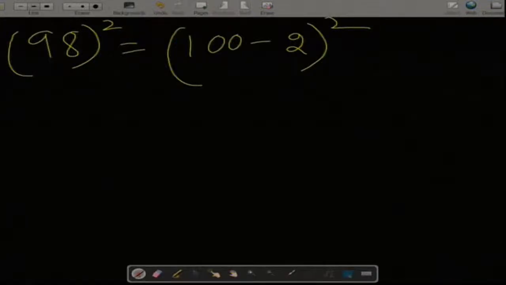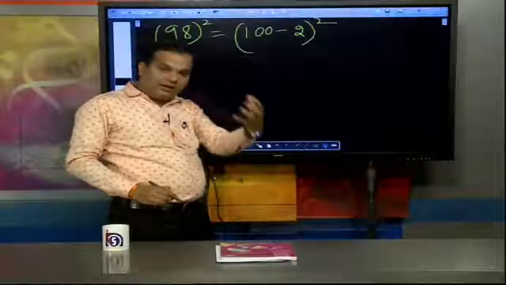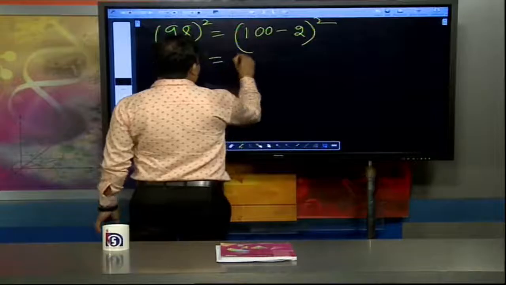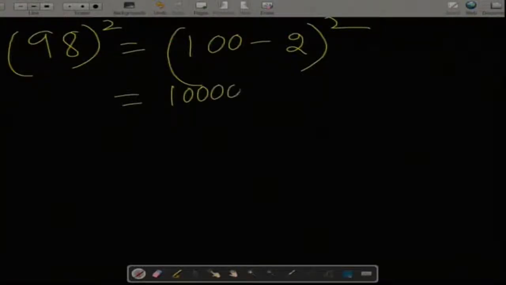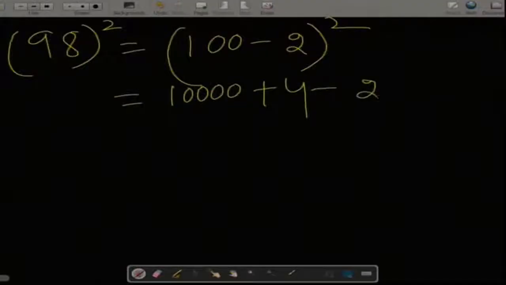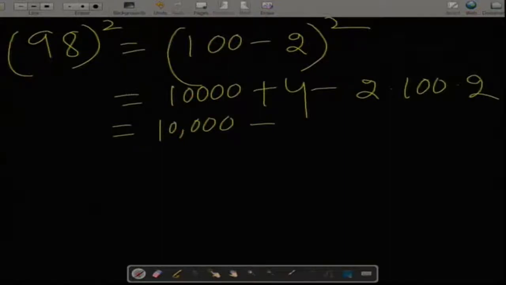Now it is in the form of (a minus b) whole square, and that comes under a special product, so we can use the formula. a square means 10,000, plus b whole square means 2 whole square, minus 2ab means minus 2 into 100 into 2. So I can simply write 10,000 plus 4 minus 100 into 200, 200 into 400, minus 400 plus 4.